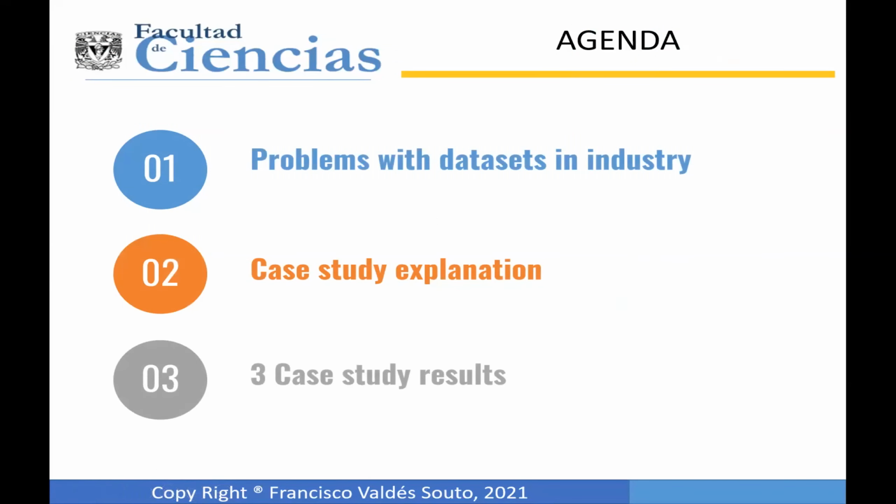So the overview of the talk is three main points. The first is I'm going to talk about the problems with data sets in the Mexican industry. I assume that there are other industries in other countries that could have a similar situation. Then I'm going to explain the case study that I developed. Currently, this case study is written down in a paper, but this presentation only considers one part of that. And in the third point, I'm going to show the results in three case studies that we developed.